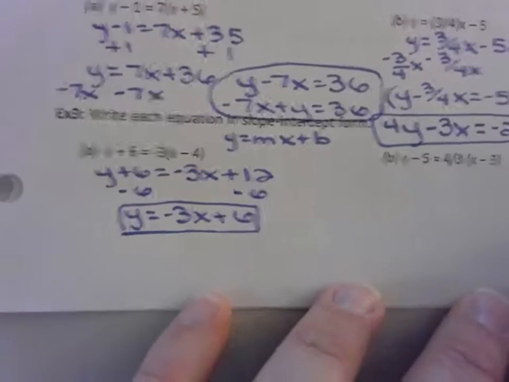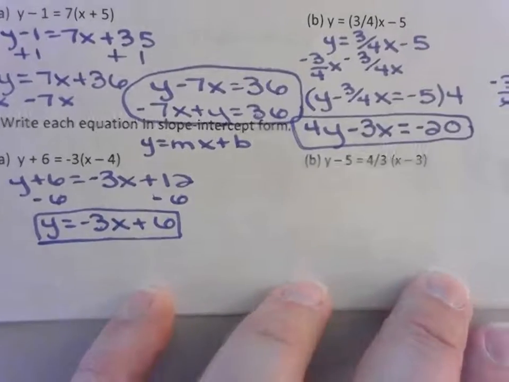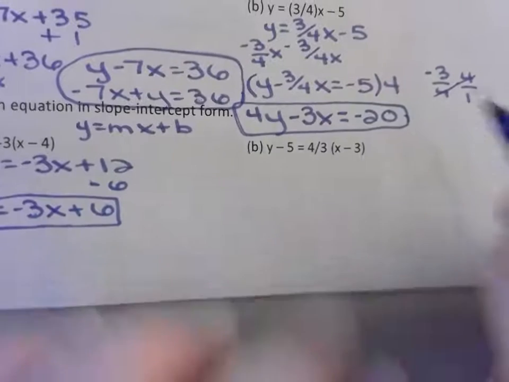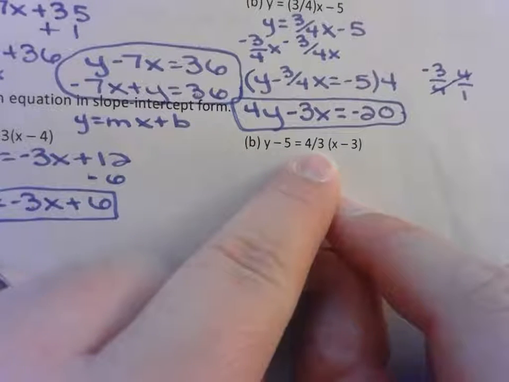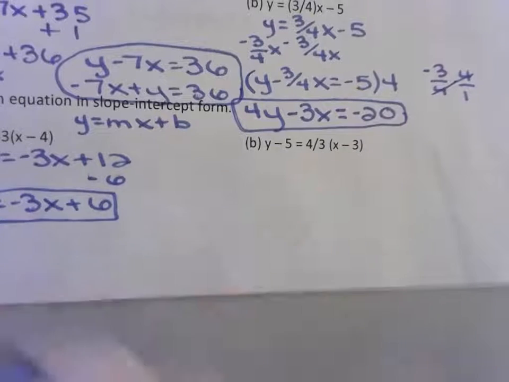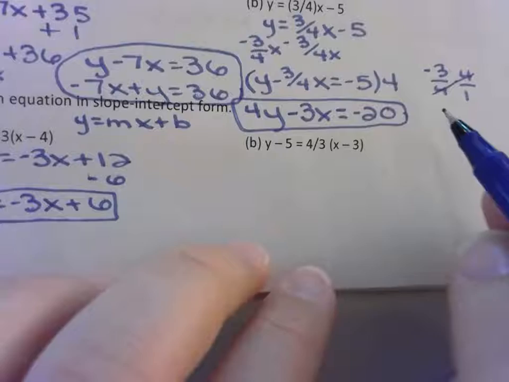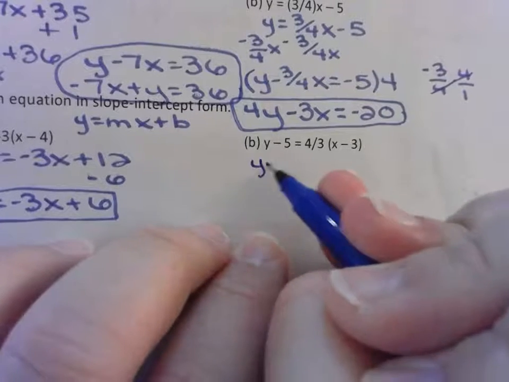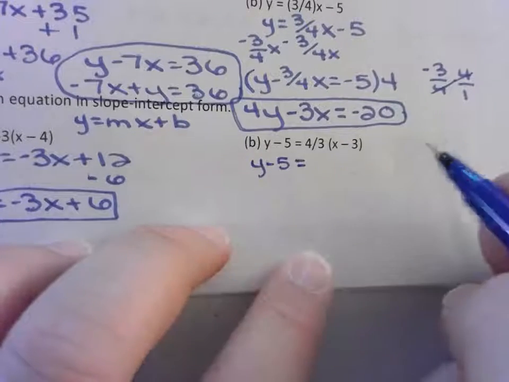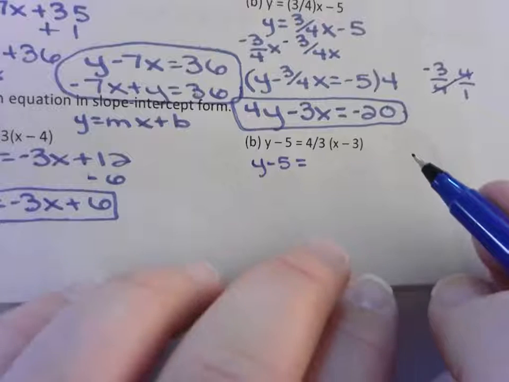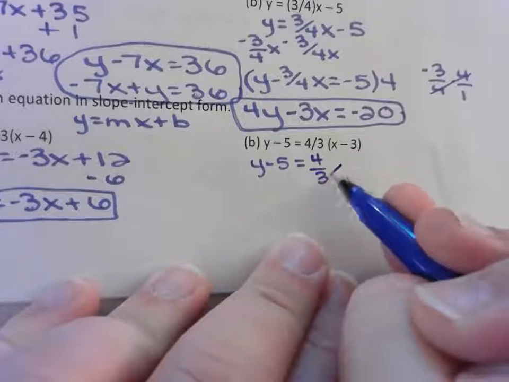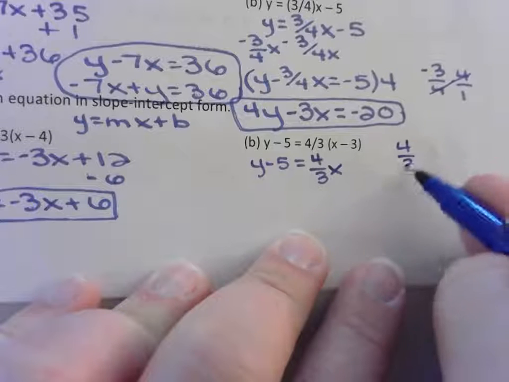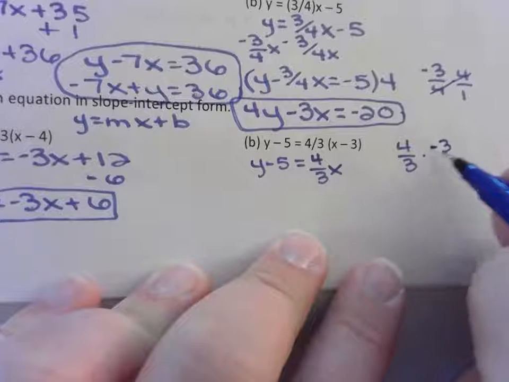And then my last example, example B. Okay, it's in point-slope form. Y minus a number equals a number times x minus a number. I want it in slope-intercept form. First thing I would do is what? Distribute. If I distribute 4/3, what is 4/3 times x minus 3? 4/3 x. And then what is 4/3 times negative 3 over 1?